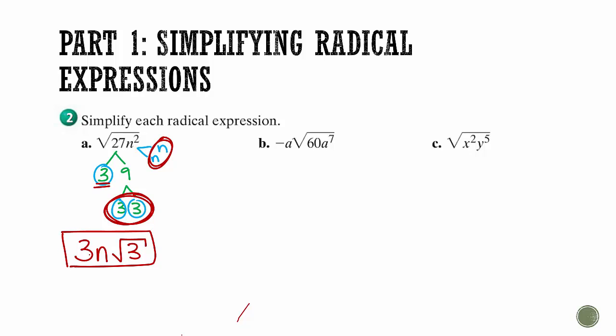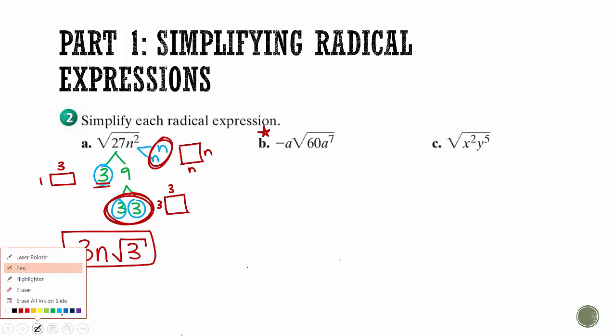Remember, we are making squares, and you are talking about the square that you are making. So this 3 times 3 is 1 square. This is n times n, that's 1 squared. And this is like 3 times 1. Not a square, so it stays inside the square root. I'm going to leave you this one.